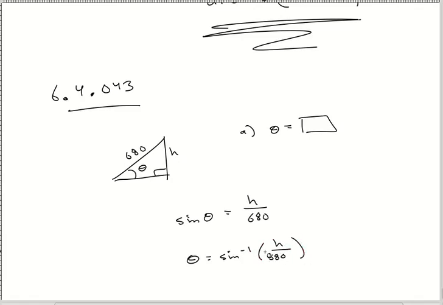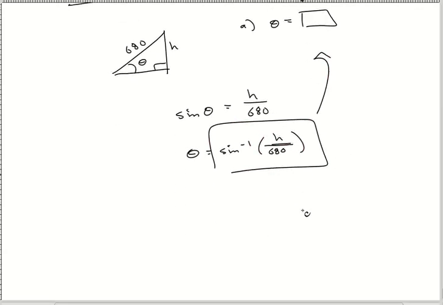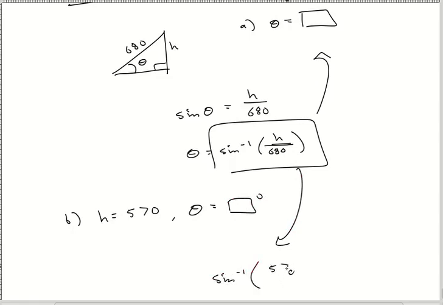So if I were to find theta, wouldn't I just arc sine to the other side? 680. That's your answer for part A. Just pop it in. Part B says, well, H is equal to 570. Now find your theta in terms of degrees. Well, we got a formula. So arc sine of 570 over the 680.